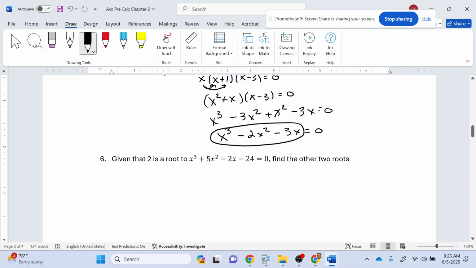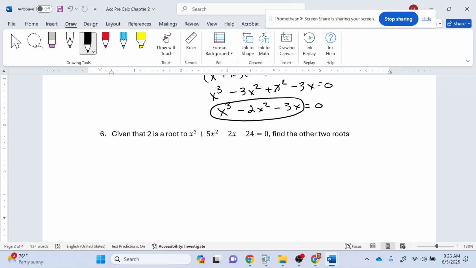All right, number 6. Given that 2 is a root for this equation, find the other 2 roots. So this is one of the favorites, synthetic division. Anyone remember that? So I'm going to put 2 here. And then we're going to put the coefficients. So the number here in front is 1. The number here is 5. I'll show you how to do it in the calculator app. 5. This is going to be a negative 2. This is going to be a negative 24. Okay? Now, the thing with the calculator, it will not give you imaginary roots. So you have to keep that in mind. So it could trick you.